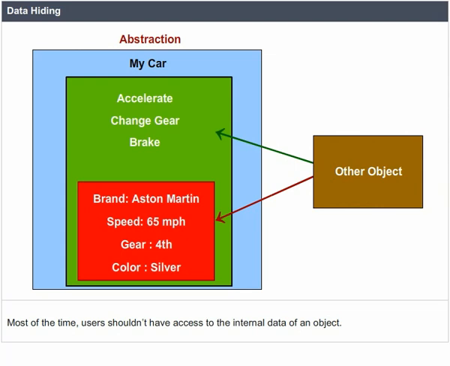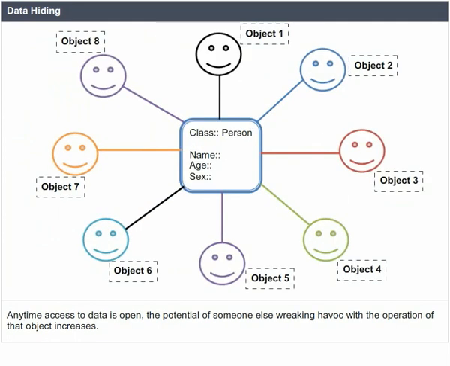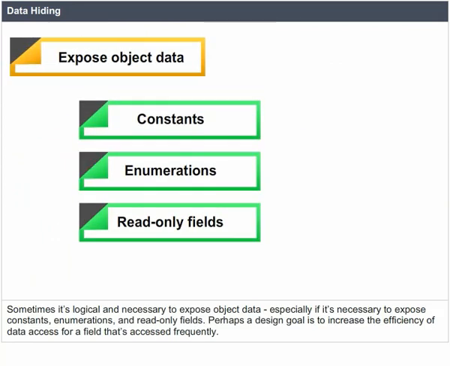Data represents the state of an object, and an object normally has full control of its own state to ensure consistency. Anytime access to data is open, the potential of someone else wreaking havoc with the operation of that object increases. Sometimes it's logical and necessary to expose object data, especially if it's necessary to expose constants, enumerations, and read-only fields. Perhaps the design goal is to increase the efficiency of data access for a field that's accessed frequently.